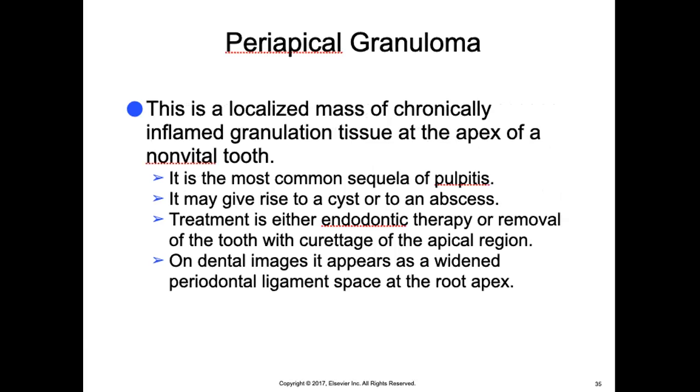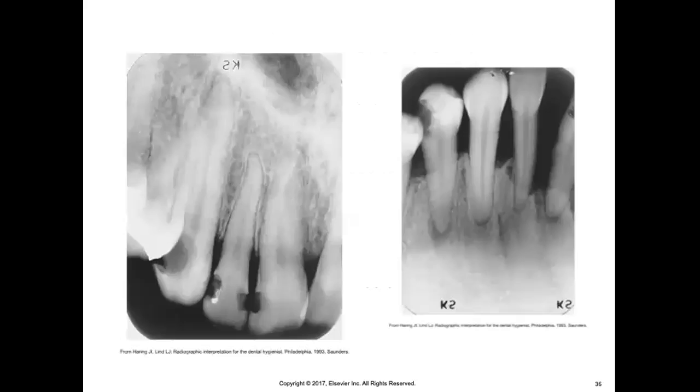A periapical granuloma is a localized mass of chronically inflamed granulation tissue at the apex of a non-vital tooth. So this is a tooth that is no longer live or has had a root canal. It is most commonly a sequela of pulpitis. It may give rise to a cyst or to an abscess. Treatment is either endodontic therapy, which is a root canal, or removal of the tooth with curettage of the apical region. On the dental image, it appears as a widened periodontal ligament space at the root apex.